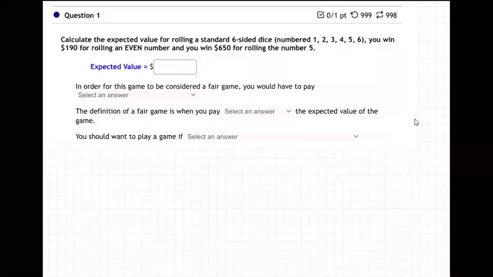Okay, so calculate the expected value for rolling a standard six-sided dice, numbered 1 through 6. You win $190 if you roll an even. You win $650 if you roll the number 5. Now, what are we even talking about? This is a brand new concept. Let me go with you to the notes.